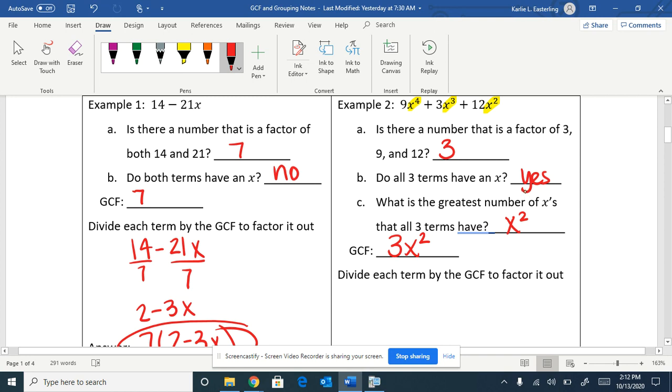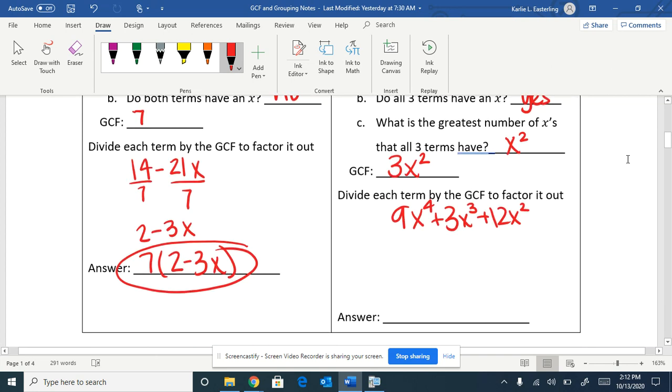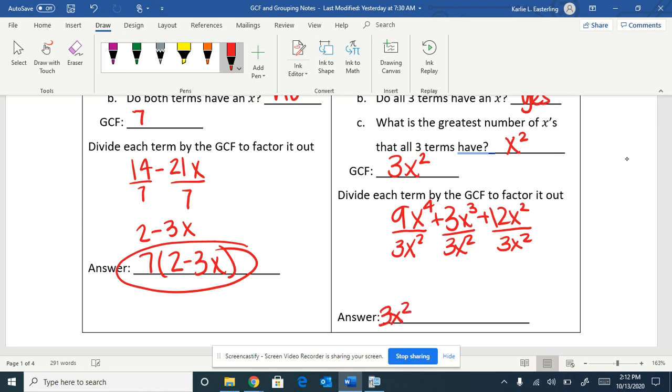So we are going to rewrite the problem. We were looking at 9x to the fourth plus 3x cubed plus 12x squared. And I'm going to scroll down a little bit. We are dividing 3x squared from each of these. And I'm going to go ahead and write my answer, 3x squared, because remember, we always have to write our greatest common factor out front.